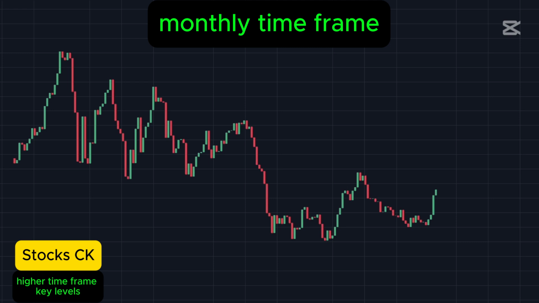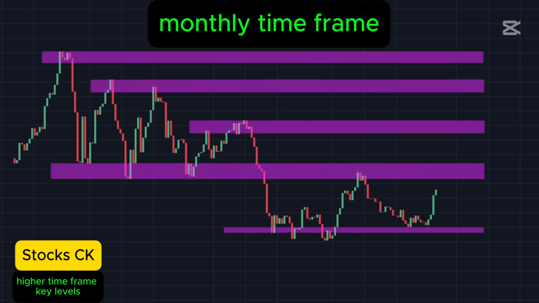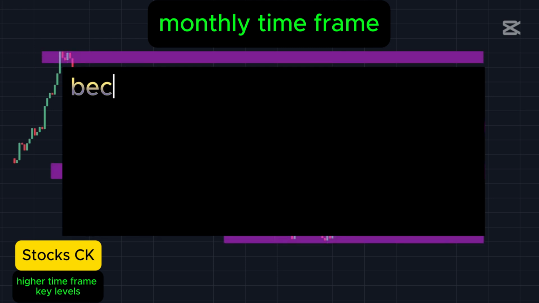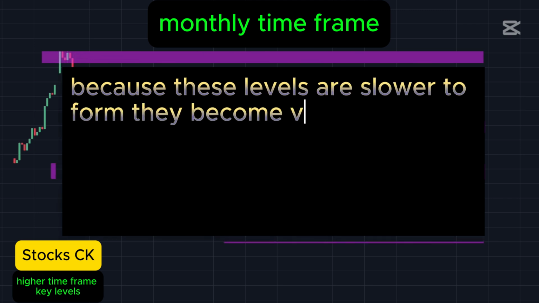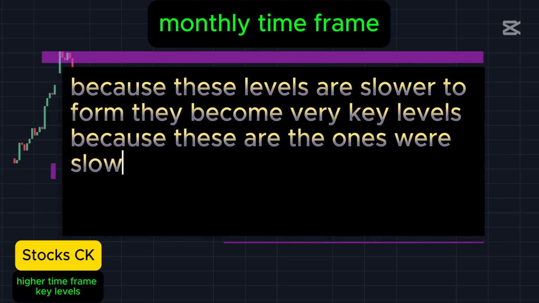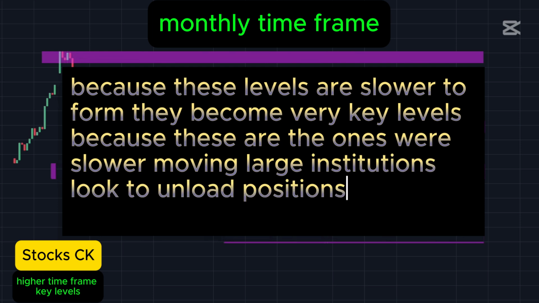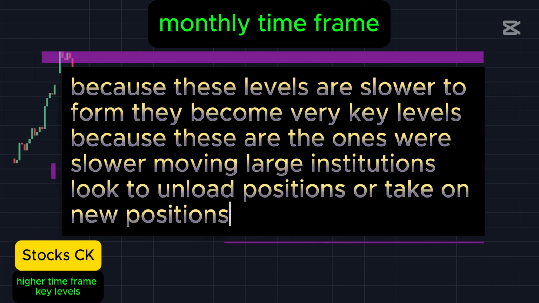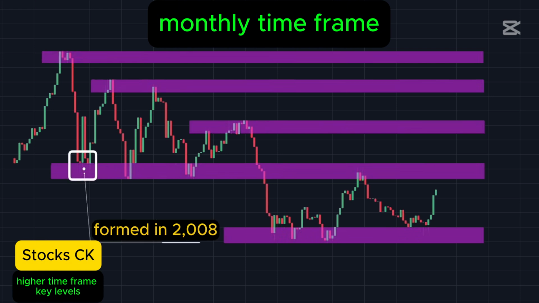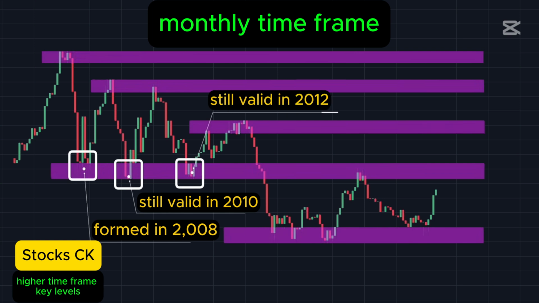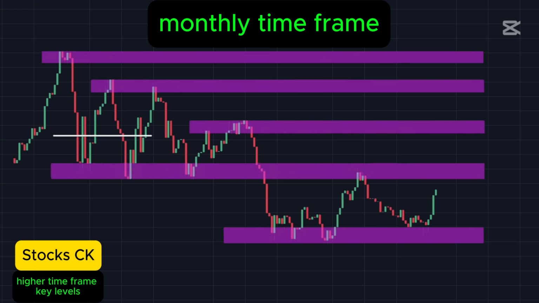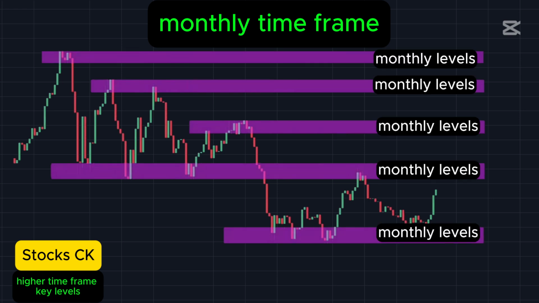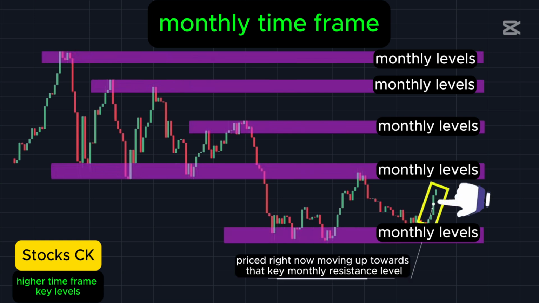So this is the monthly time frame. These levels here that are visible are known as your major key levels. Because these levels are slower to form, they become very key levels, because these are the ones where slower moving, large institutions look to unload positions or take on new positions. Notice how this level here formed in 2008, but was still valid in 2010, still valid in 2012, and again still valid in 2018. Now you don't trade on the higher time frames, but here's a technique on how to use them. Label the levels as monthly levels. So this is price right now.